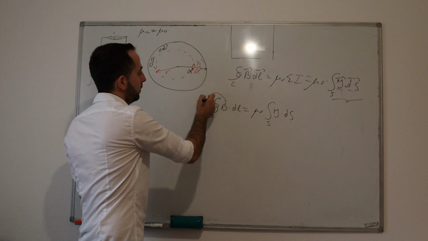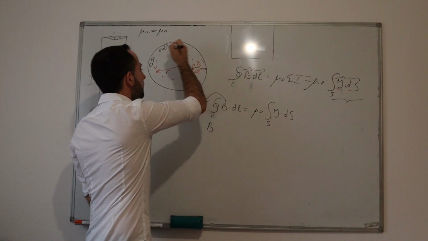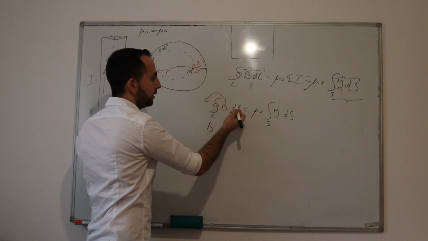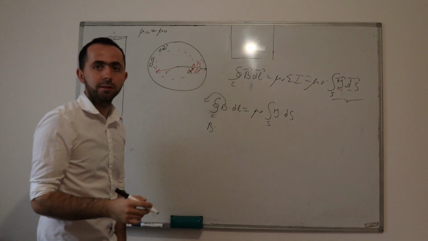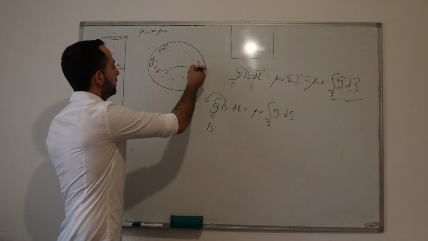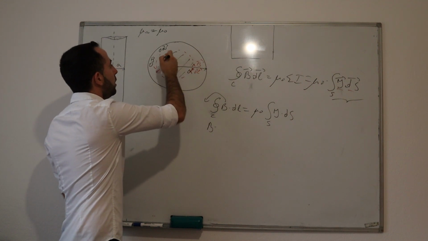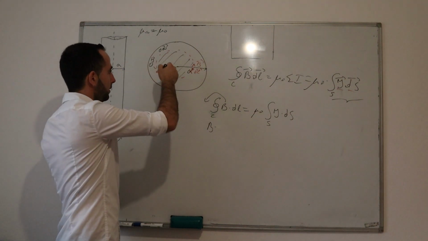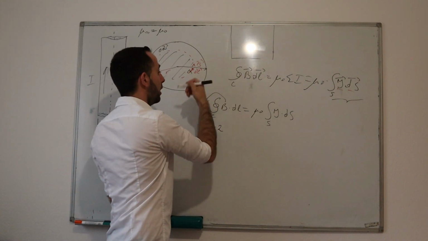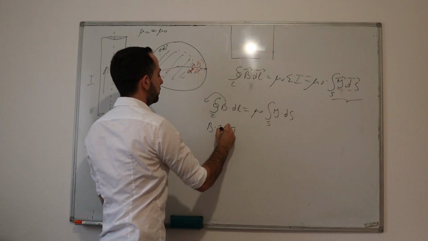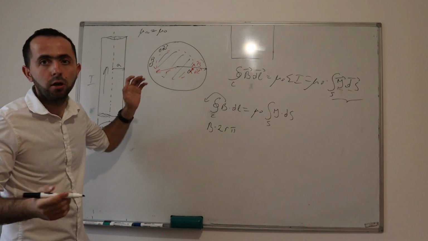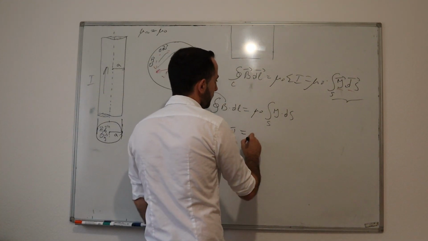Now B is a constant at this radius, it has the same value, so we can put it in front of the integral, and we will get the integral of dl, which is only L, the total length of our closed contour. What is this length? It is the length of this circle, 2 times radius times pi. What is the radius here? We took that the radius is r, small r.